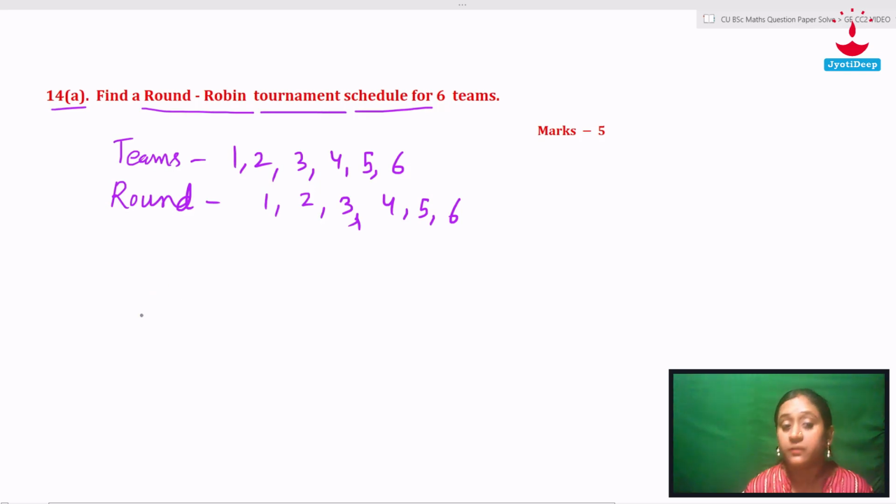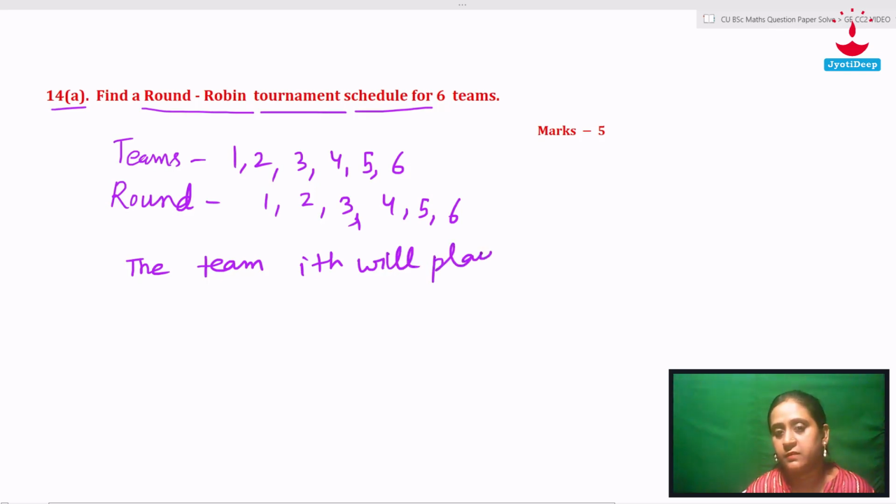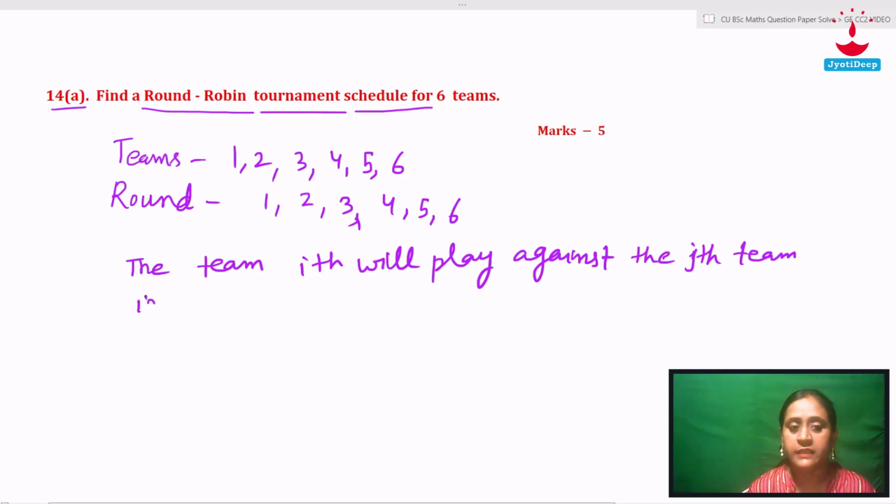Okay, for that we are taking the congruent. Like the ith team will play against the jth team in the kth round.